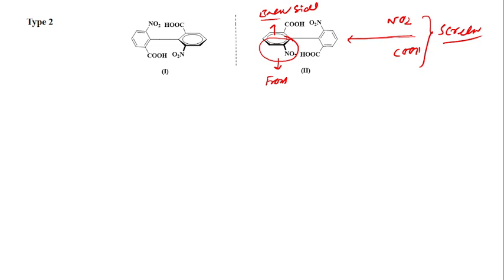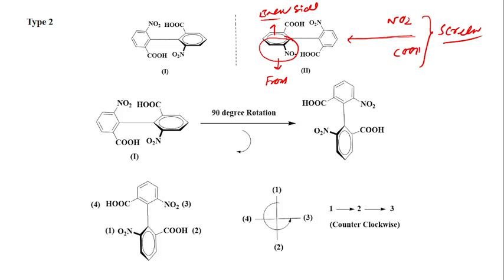Now again, as this is chiral, we need to know the stereochemical descriptor. Is it R or S? It's very simple. We just rotate this by 90 degrees. So this is our target. We find this is top with priority 1, and nitrogen will have more priority than carbon. This is below with priority 2, we find this is right with priority 3, and this is left with priority 4.